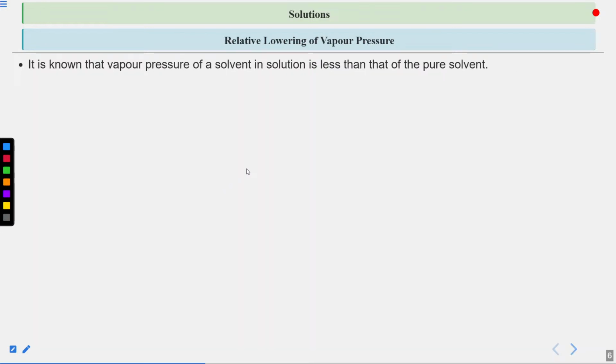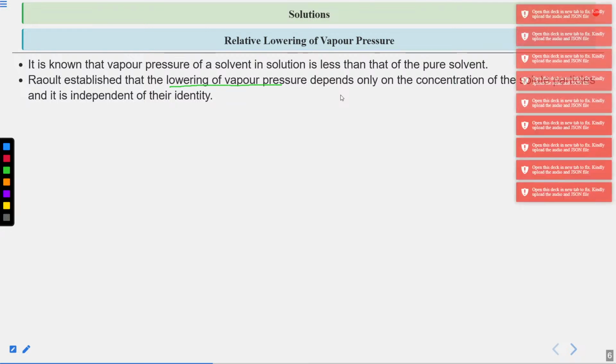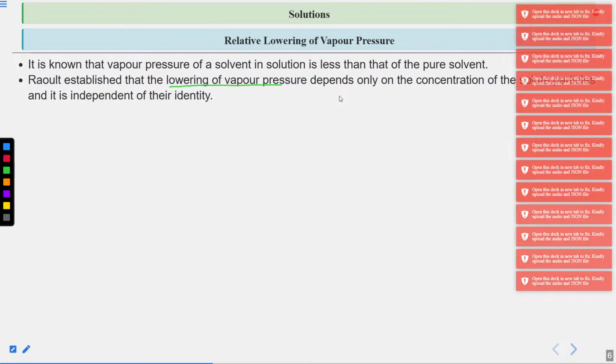Now, if I talk about the relative lowering of the vapor pressure, it is seen that whenever we add a non-volatile solute to a volatile solvent, the solution becomes less volatile. As a result, the vapor pressure of the solution decreases. Raoult tried to establish the relation between the lowering of vapor pressure and the concentration of the solute particle. Remember, it is not dependent upon the nature of the solute particle, it is only dependent upon the concentration, because we are concerned with the number of solute particles.